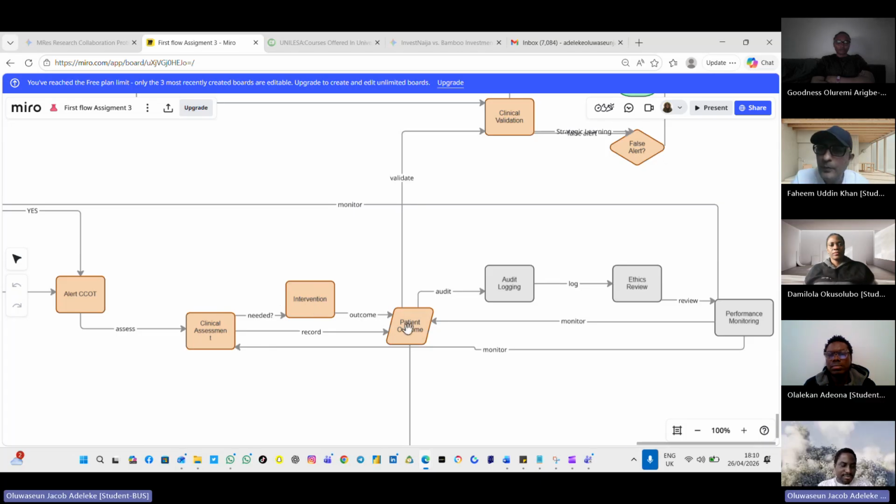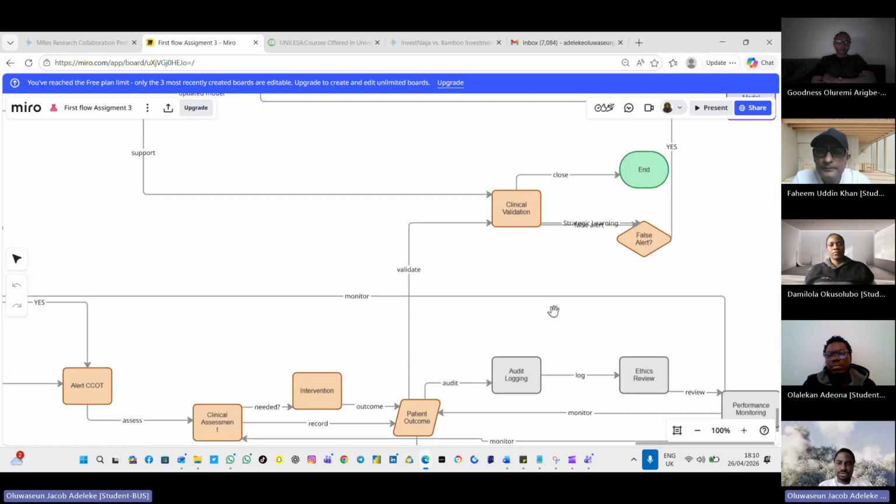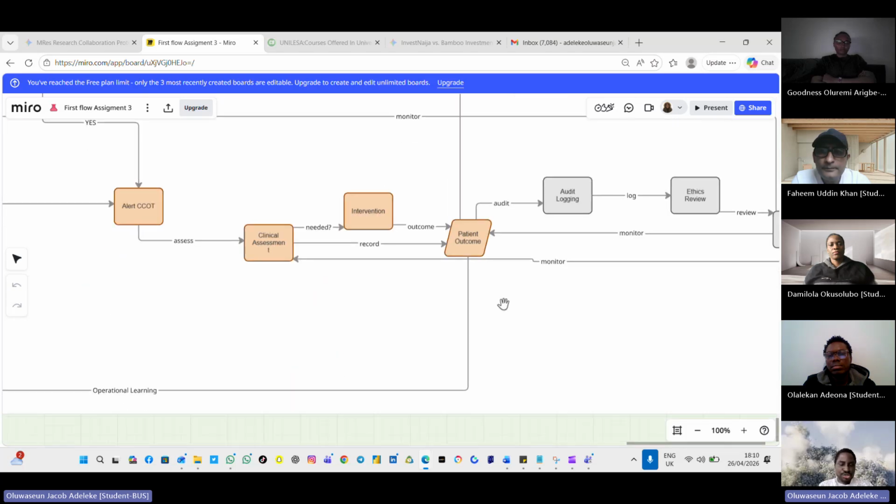The system evolution, the learning loops. My focus is on patient outcome, audit, ethics, and model retraining. My name is Adeleke Oluwaseun Jacob. Now, the right side, the gray and the green nodes, and the bottom operational learnings loop.